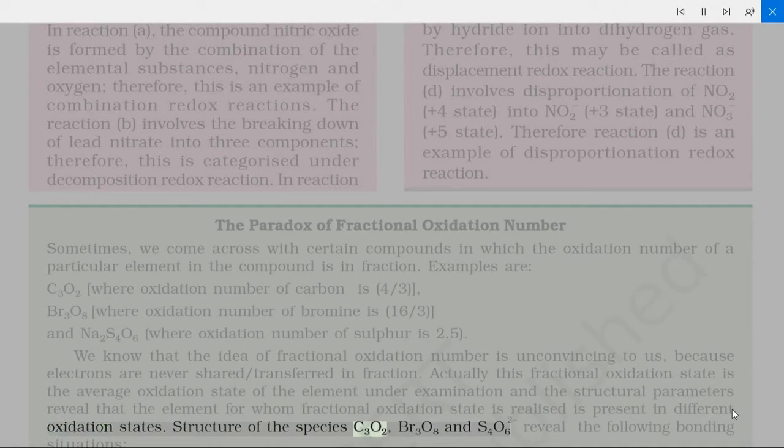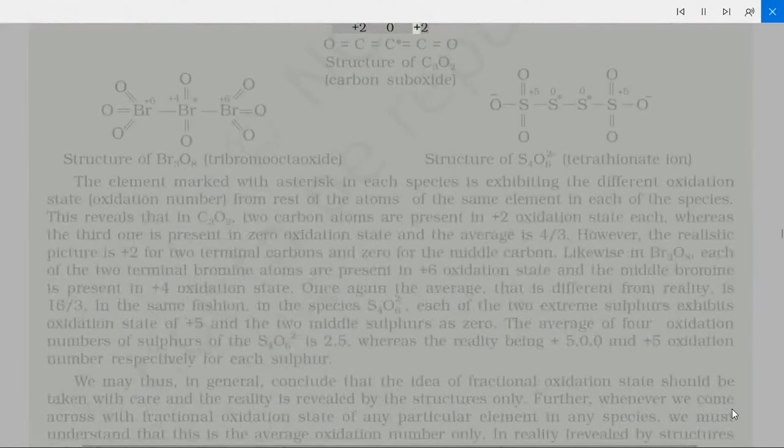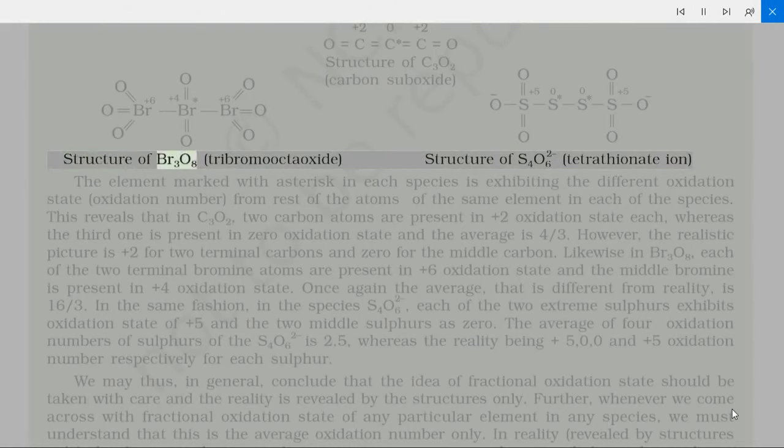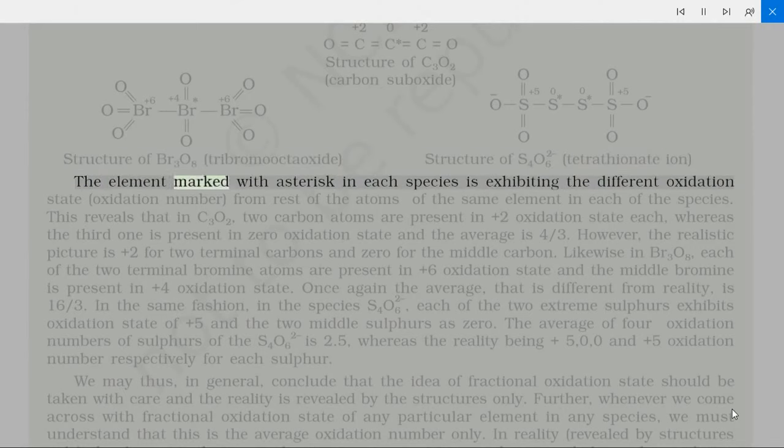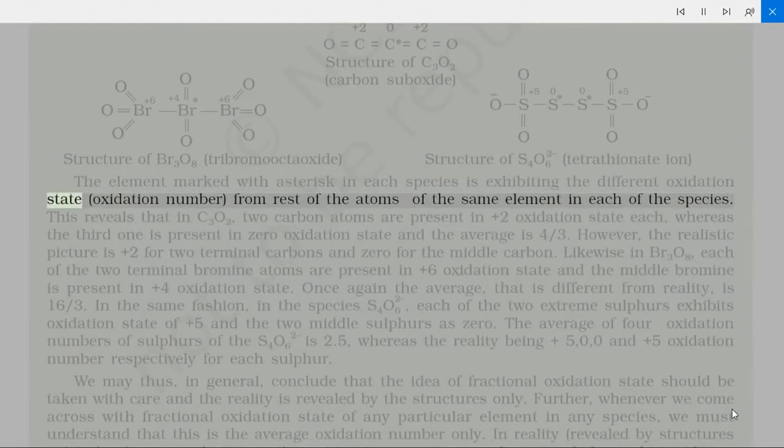The structures of the species C3O2, Br3O8 and S4O6 2- reveal the following bonding situations: O=C=C*=C=O, structure of C3O2, carbon suboxide; structure of Br3O8, tribromine octaoxide; structure of S4O6 2-, tetrathionate ion. The element marked with an asterisk in each species exhibits a different oxidation state, oxidation number, from the rest of the atoms of the same element in each of the species.